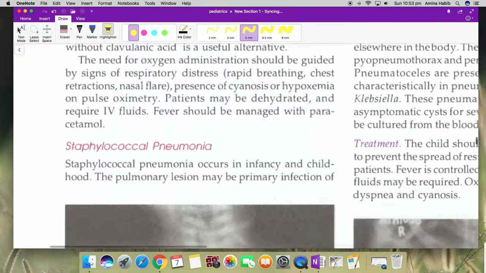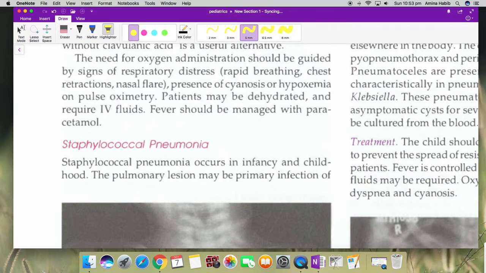Now coming to staph pneumonia. Should we discuss it in this? No. We'll continue with staph pneumonia in the next lecture.